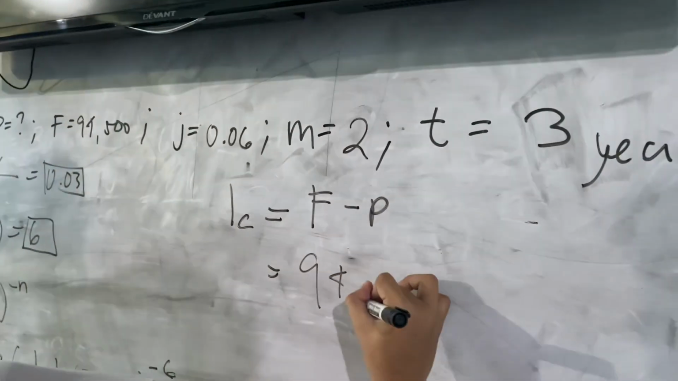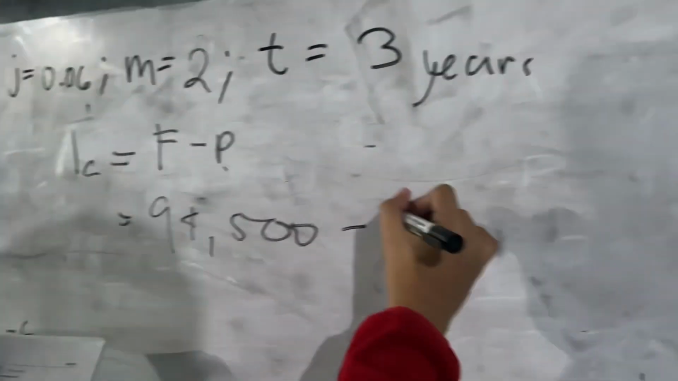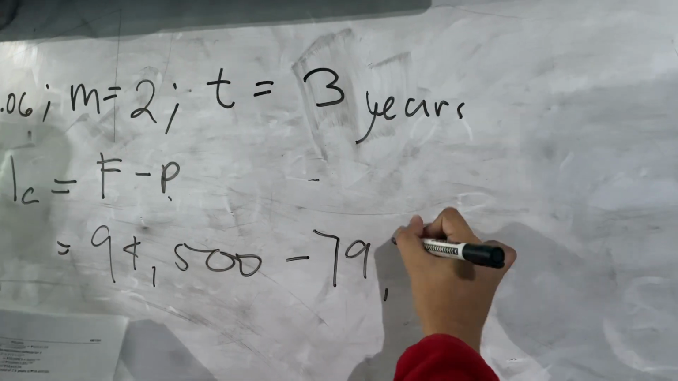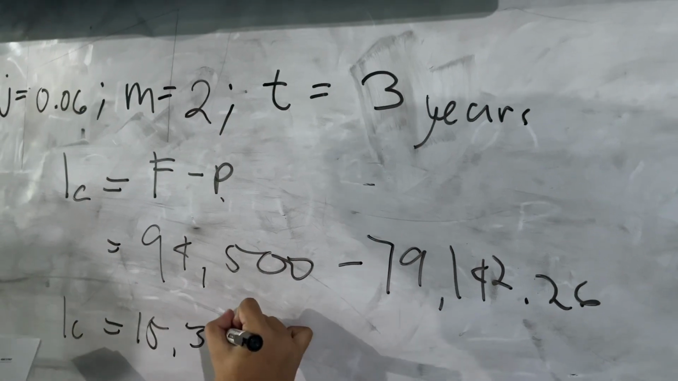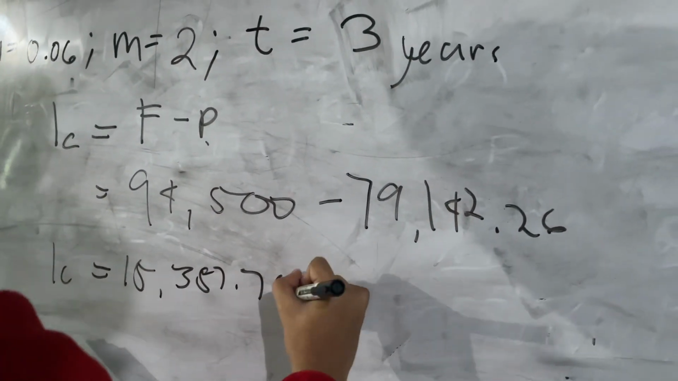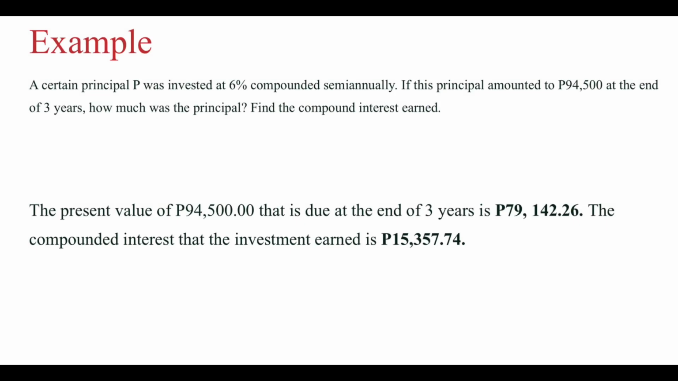Now that we got our P, we can now look for our compound interest. F minus P is 94,500 minus 79,142.26. The answer is 15,357.74. Therefore, the present value of 94,500,000 that is due at the end of 3 years is 79,142.26 thousand. The compound interest that the investment earned is 15,357.74 thousand.